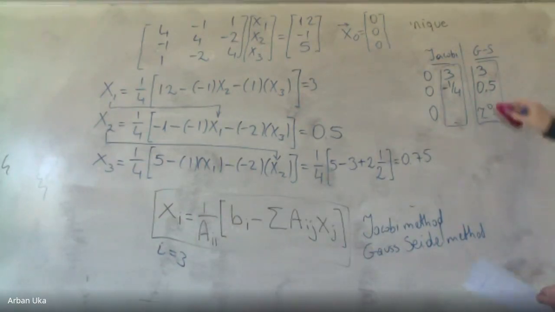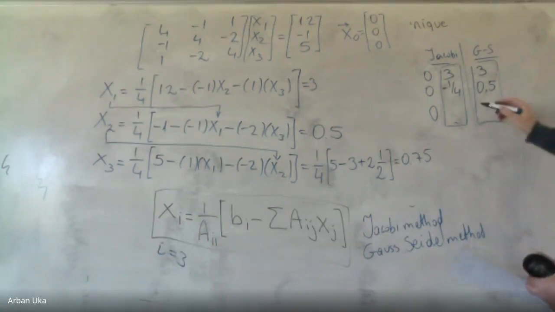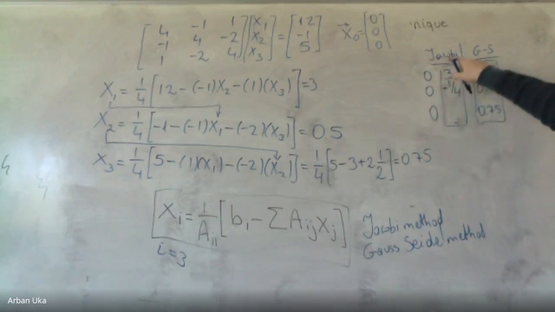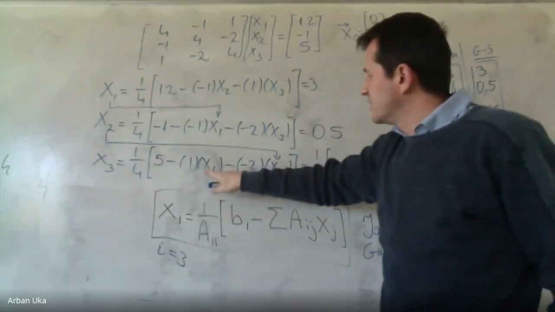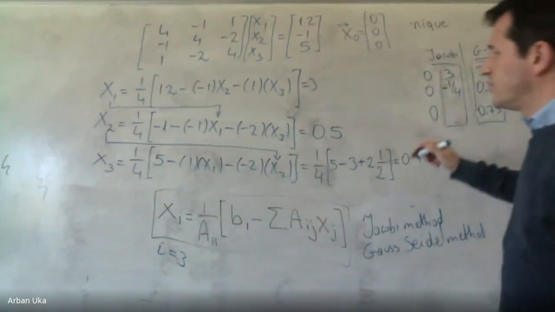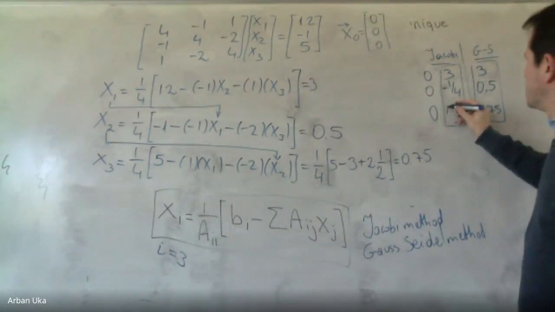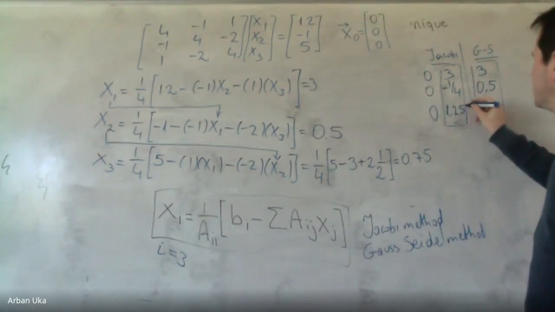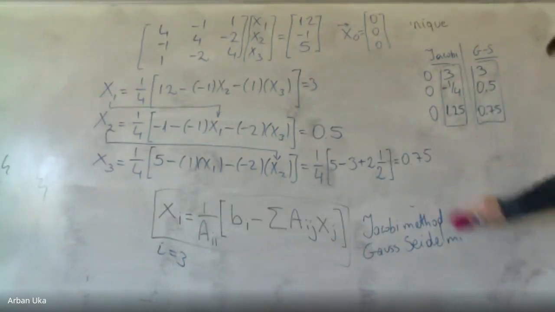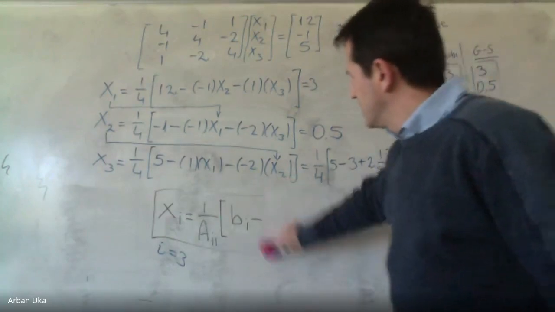So here, 0.75 is the x3. If we use the Jacobi method, this will still be 0, 0, and this x3 would be 5 over 4. What is 5 over 4? It's 1.25. Okay, so this would be the relative difference between these two.